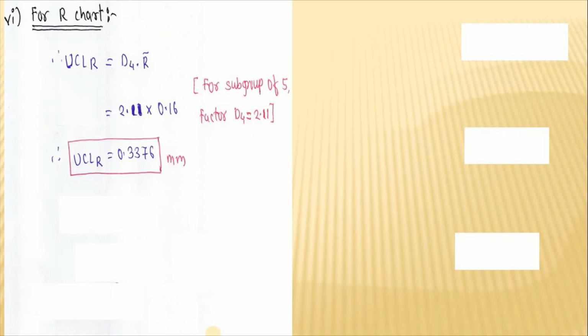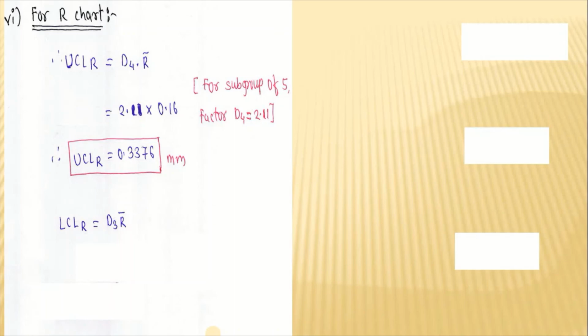For that we are going to calculate two limits, the upper control limit and lower control limit. The upper control limit is capital D4 into R bar. These D4 values depend upon the subgroup size. Here we have a subgroup size of 5. For that the D4 value is a standard value, 2.11. Based on that we are getting the upper control limit for the R chart, that is 0.3376, and the lower control limit is D3 into R bar.